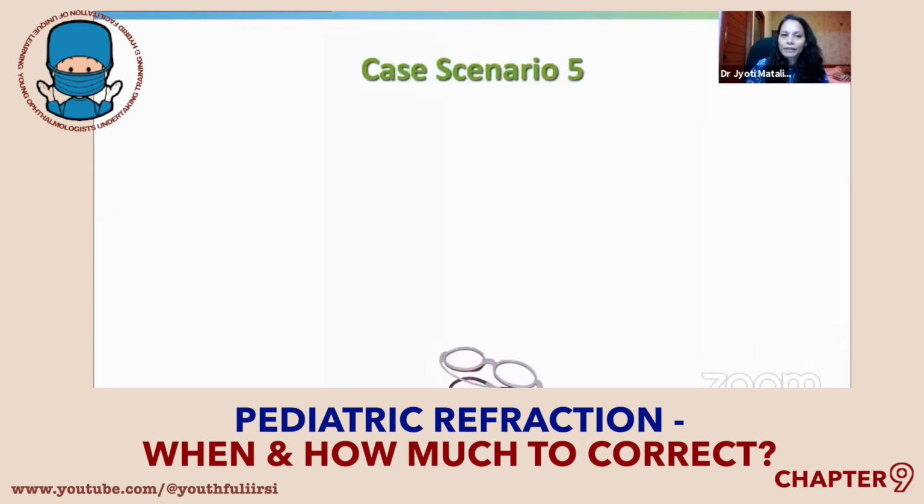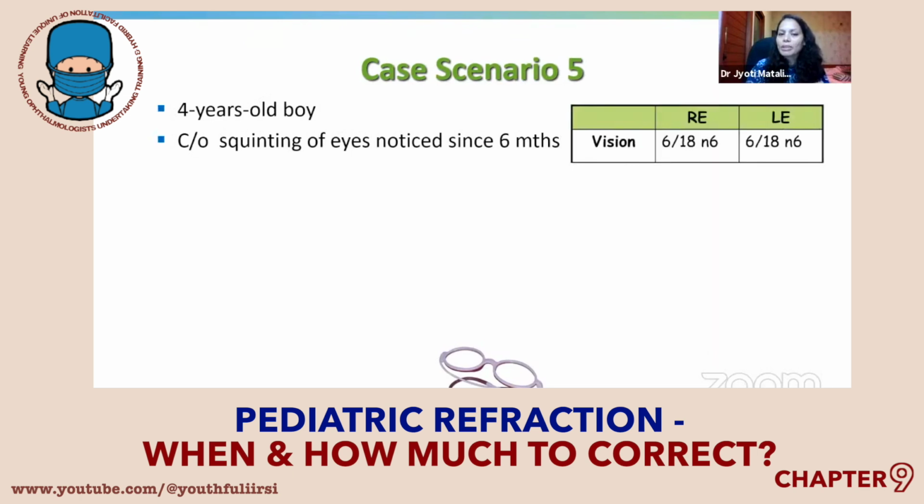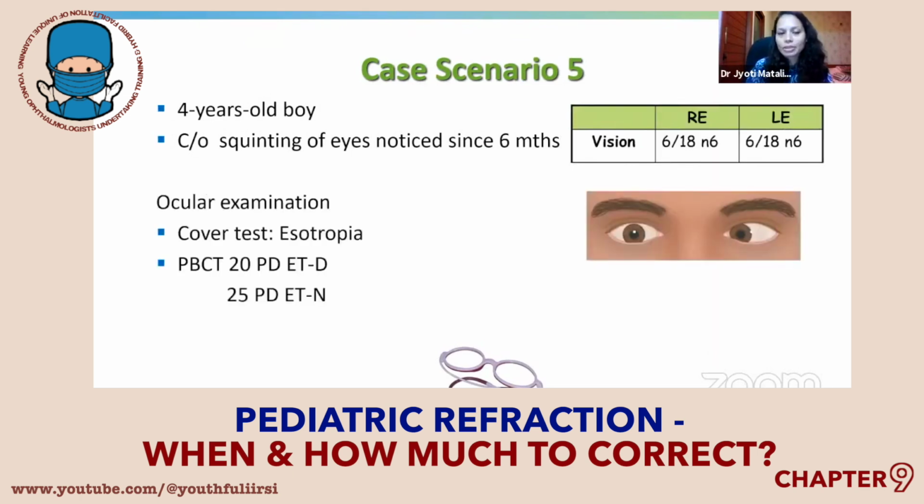Let's look at case scenario 5. A 4-year-old boy developing squinting since 6 months, and you see the vision is less. Now, when a 4-year-old boy comes with squinting, remember, why does that happen? He has an esotropia, if you notice, which is about 20 PD for distance and near.